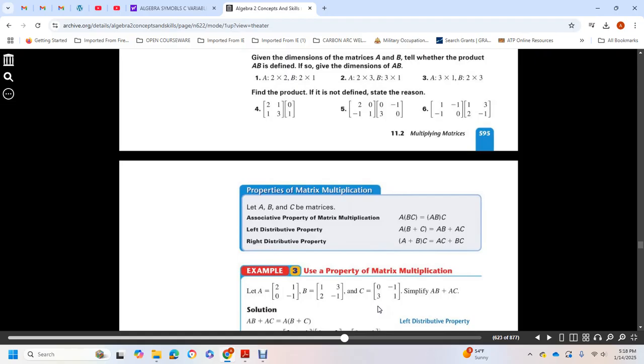Properties of matrix multiplication. Let A, B, and C be matrices. Associative property: (AB)C is equal to A(BC). Left distributive property: A times (B plus C) is equal to AB plus AC. Right distributive property: (A plus B) times C is equal to AC plus BC.